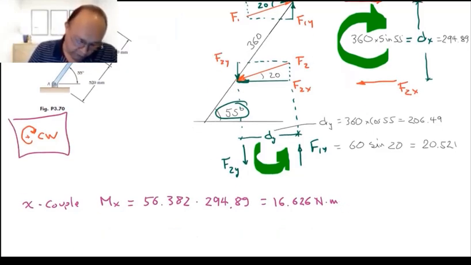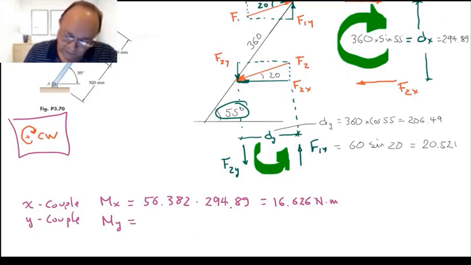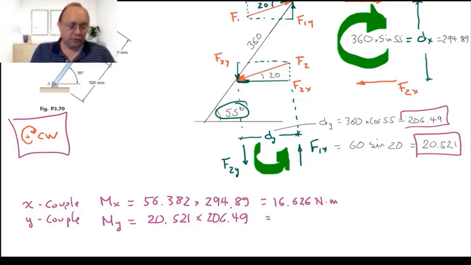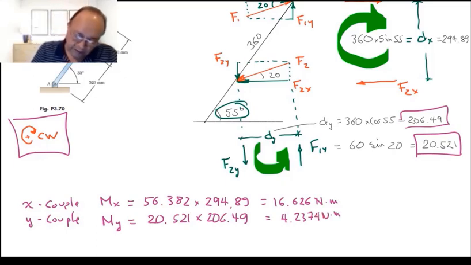Now, moment, y couple. My equals the value of the force, 20.521 times the distance, 206.49. So it's gonna be 20.521 times 206.49, 4.2374 newton meters. But this one is counterclockwise, so this one is negative. I have to put a negative here and here.